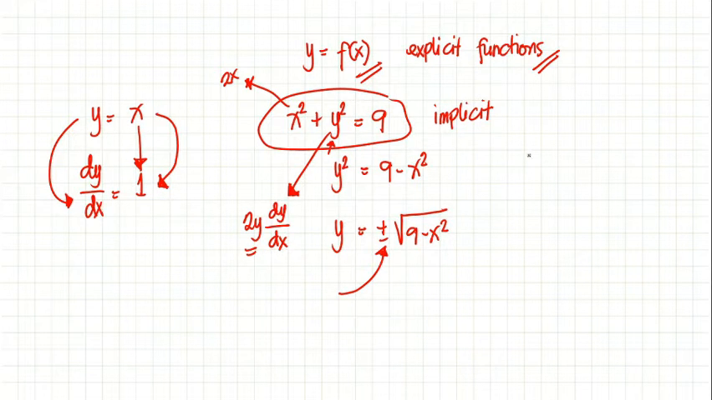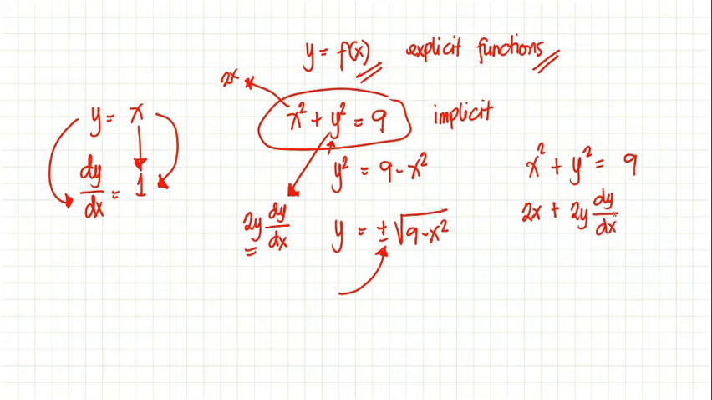So in this case, if we have x squared plus y squared equal to 9, then applying the implicit differentiation, we will now have the derivative of x squared, which is 2x. The derivative of y squared will be 2y times the derivative of y with respect to x, so dy over dx, equal to the derivative of 9, which is 0, right? So in this case, we will now solve for dy over dx since we are looking for the derivative.